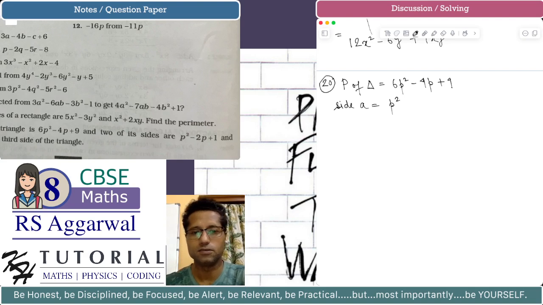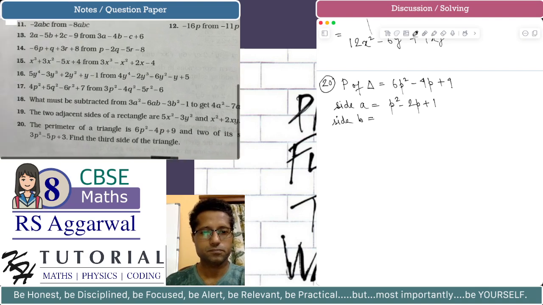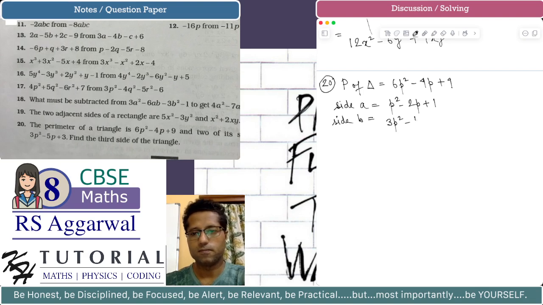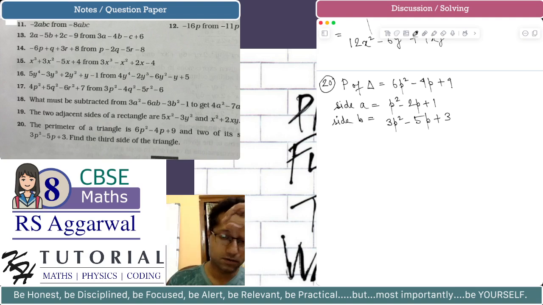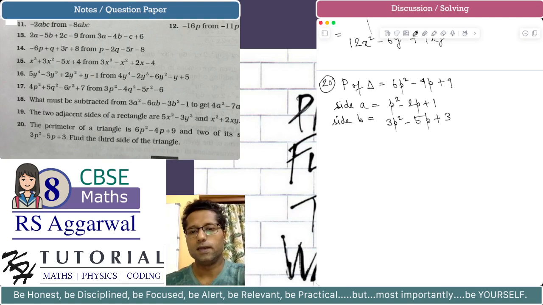So let's say side A is equal to p square minus 2p plus 1, and let's say side B is equal to 3p square minus 5p plus 3. Now it is asking to find the third side of the triangle. So we know that perimeter P will be equal to the sum of the three sides of the triangle, that is A plus B plus C. We have to find C where A and B are given.